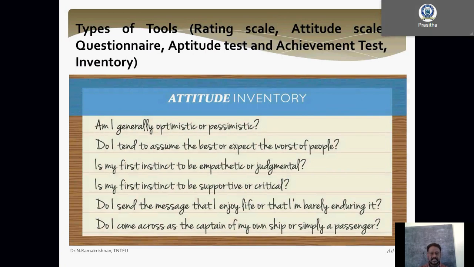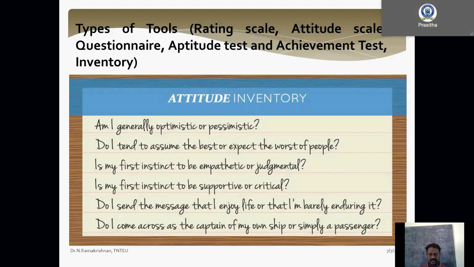Am I generally optimistic or pessimistic? Optimistic, a positive thinking person. Pessimistic is always thinking of negative things only. Do I tend to assume the best or expect the worst of people? Is my first instinct to be empathetic or judgmental? Is my first instinct to be supportive or critical? Do I send the message that I enjoy life or that I am barely enduring it? Do I come across as the captain of my own ship or simply a passenger? You see, these are all the things. Are you a captain of your ship?